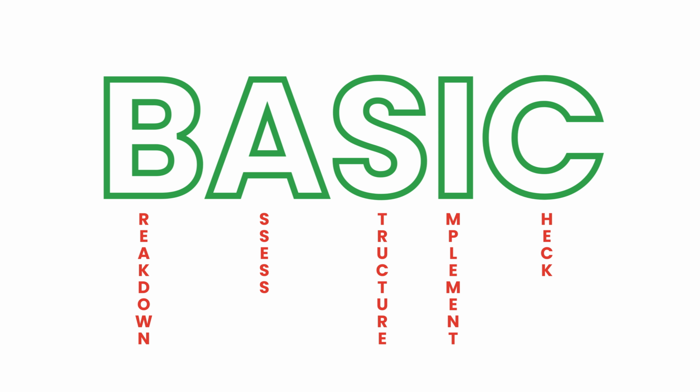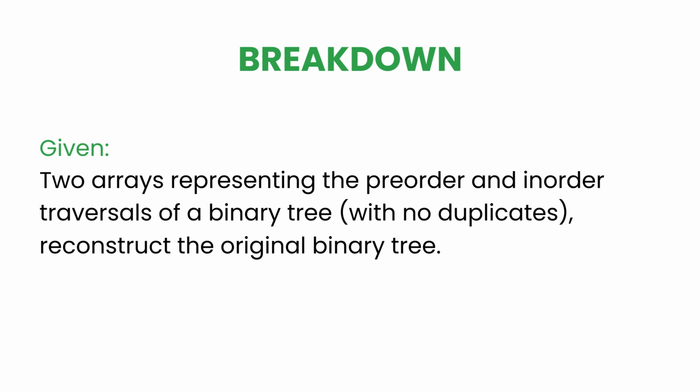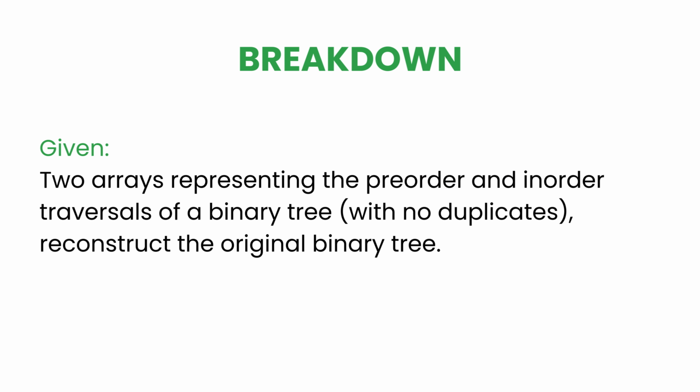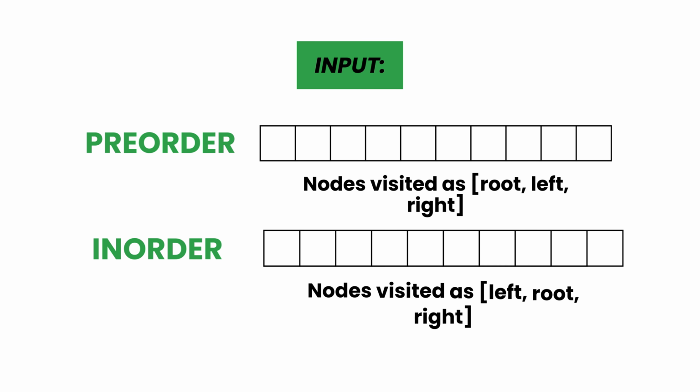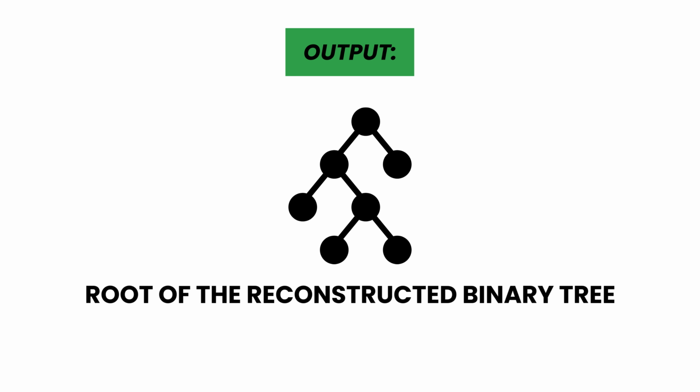We'll use the basic method to solve construct binary tree from preorder and inorder traversal, giving you a powerful template for any tree reconstruction problem. Let's break this down. Given two arrays representing the preorder and inorder traversals of a binary tree, with no duplicates, reconstruct the original binary tree. Input: preorder, nodes visited as root, left, right. Inorder, node is visited as left, root, right. Output: root of the reconstructed binary tree.